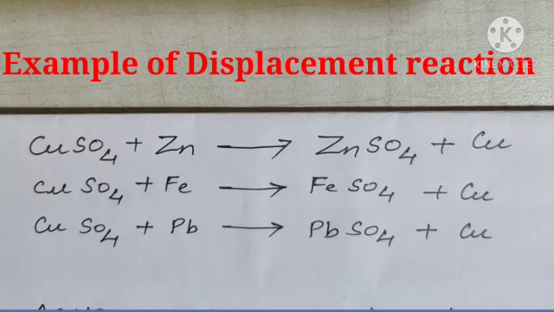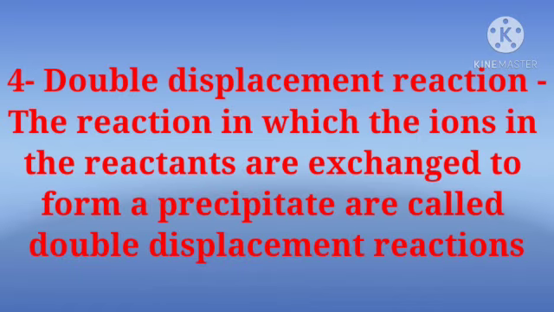Let us see the fourth type of chemical reaction, that is double displacement reaction. Now see the definition. The reaction in which the ions in the reactants are exchanged to form a precipitate is called a double displacement reaction. In other words, we can say that the reaction where a precipitate is formed by exchange of ions between the reactants is called a double displacement reaction.